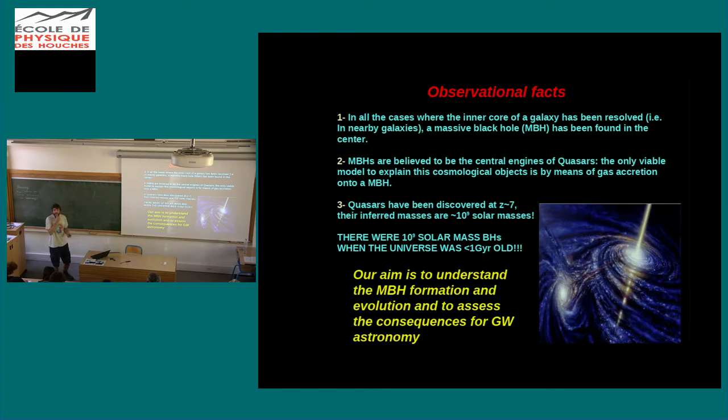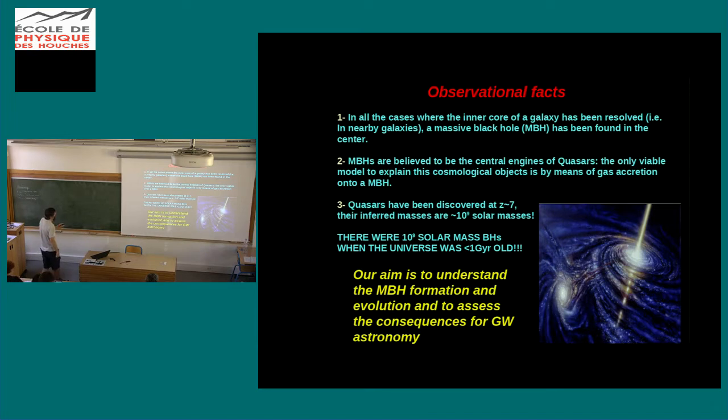Now if you think about it, you have a point source at redshift 7.5, and despite this, you see it. So it means that the luminosity of this source is ridiculously high. And the only foreseeable mechanism to produce this is accretion of matter onto some compact object, but not a stellar mass black hole. You need a massive black hole, in this case of billion solar masses.